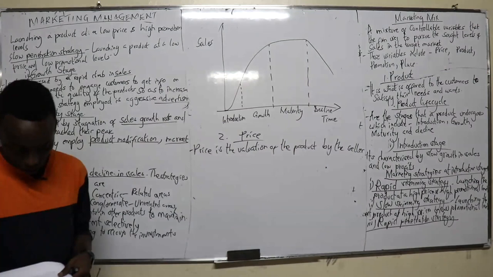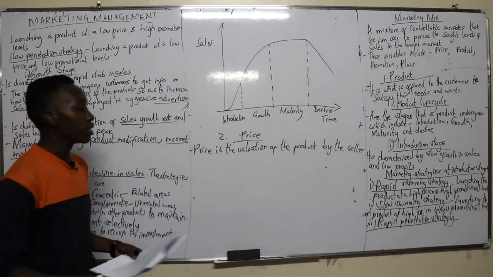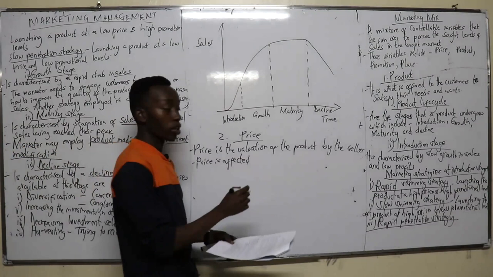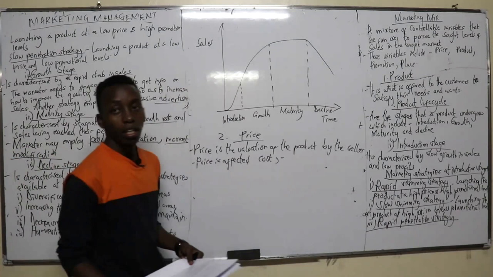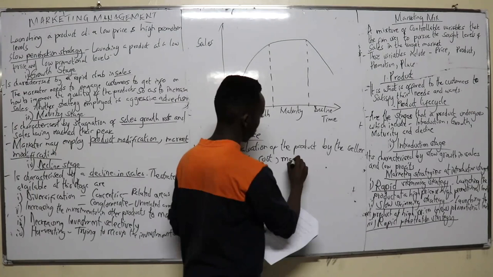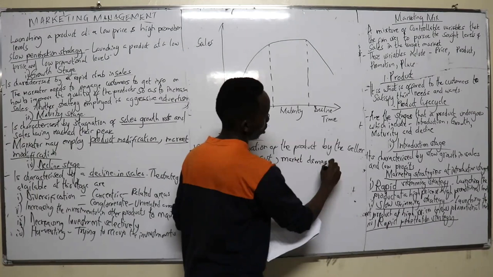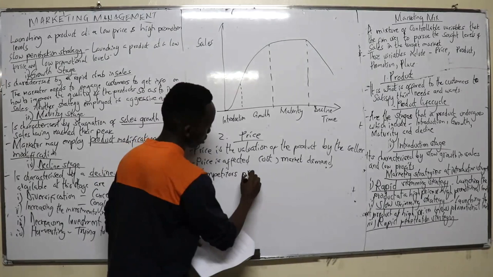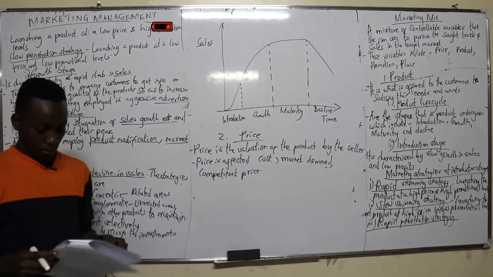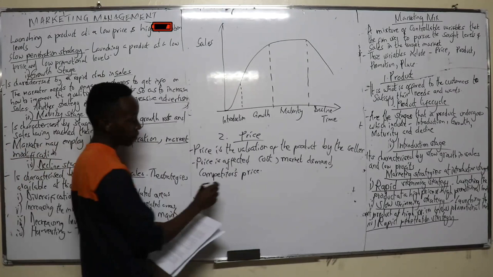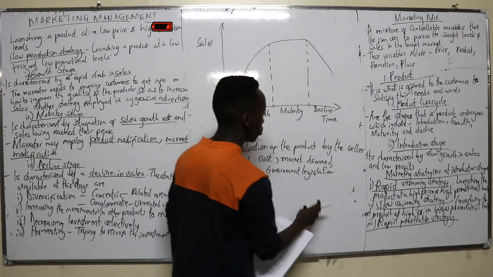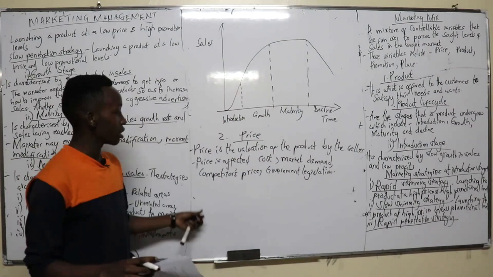And we know that price is affected by different variables. So price is affected by, one, the costs. Also the demand, market demand. Also, the competitors' prices. This is where you find there is a price ceiling. Also, government legislation, whereby they can put a maximum price for which a good should be sold. And also economic factors such as inflation and those other concepts.